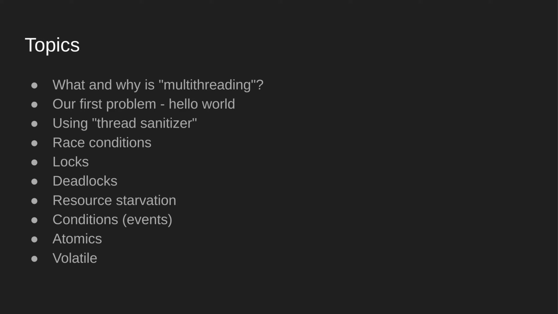We'll also be seeing our first bug, and for that I'll be using the thread sanitizer to squash the bug. And I'm going to be talking a bit about race conditions, and we're going to be using so-called locks to solve them. But locks come with their own problems, such as deadlocks and resource starvation, which I'm going to be telling you all about. And lastly, conditions, which you can kind of think of as events. And well, lastly, a little bit about atomics and the volatile keywords and what they really mean, because volatile gets a lot of misuse, and I think it's time that the misuse stops.